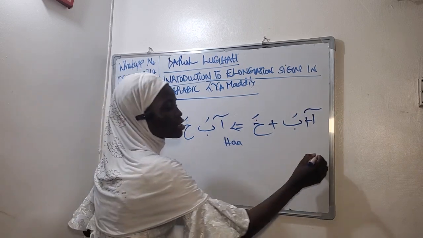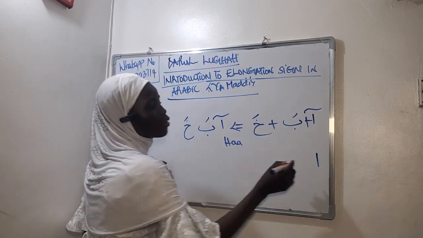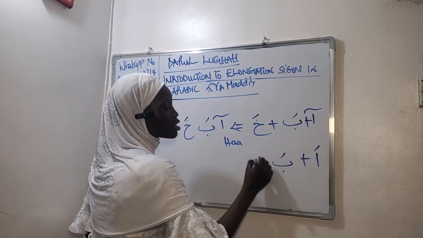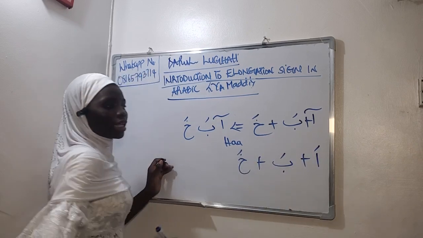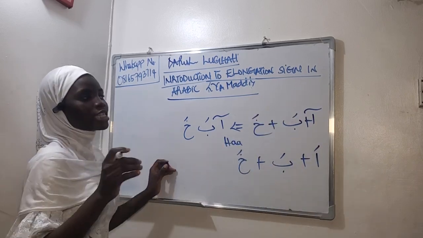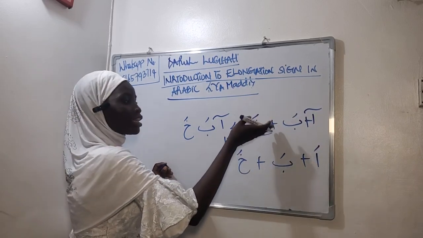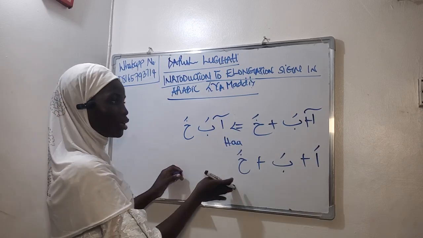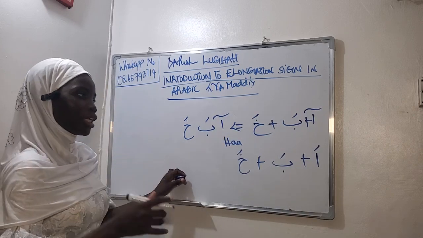Now let's see the difference between this and this one. Alif Fatia A plus Ba Fatia Ba plus Ho Fatia Ho. The difference here is that one is being elongated, while the second one is not elongated. We didn't elongate the second one. That's the function of Alif Maddi.